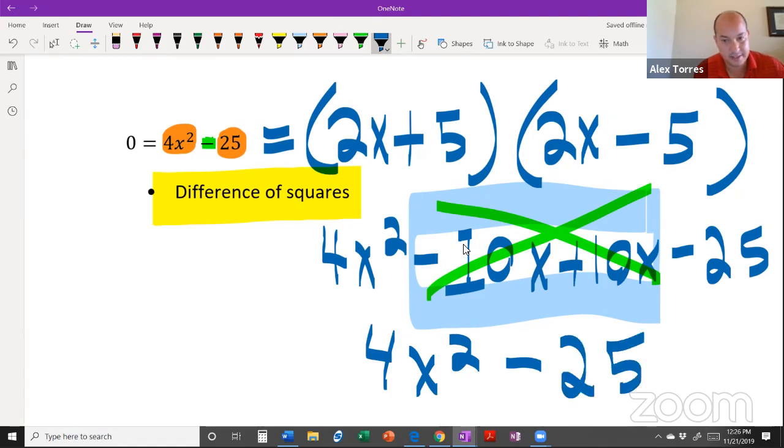So what does that tell us? The opposite. If I see 4x squared minus 25, a difference of two perfect squares, I can easily factor it to 2x plus 5, 2x minus 5.